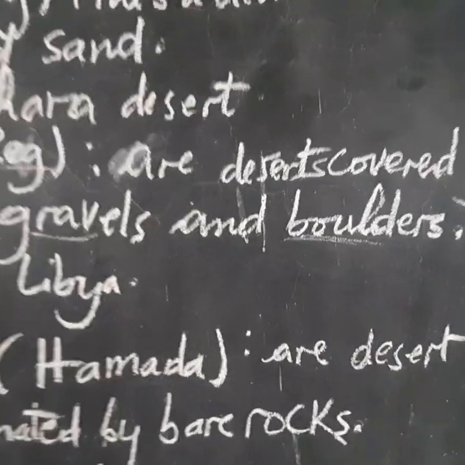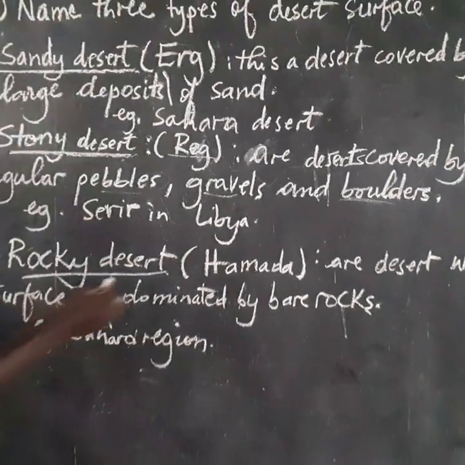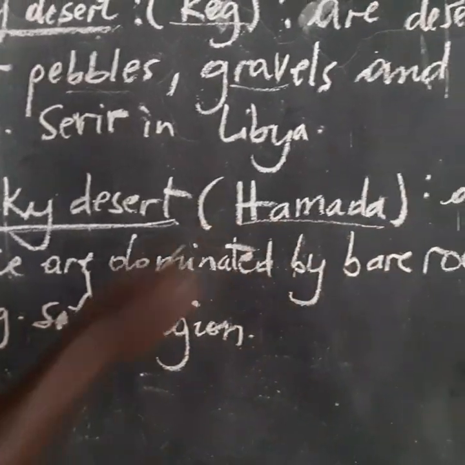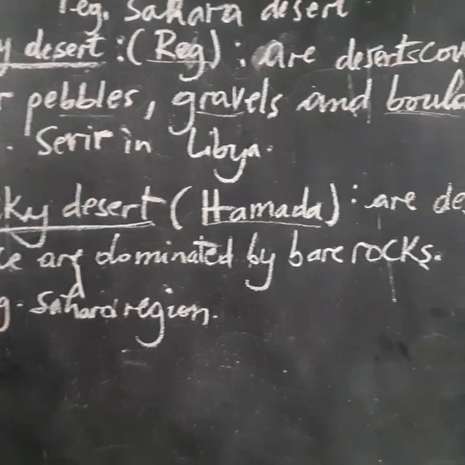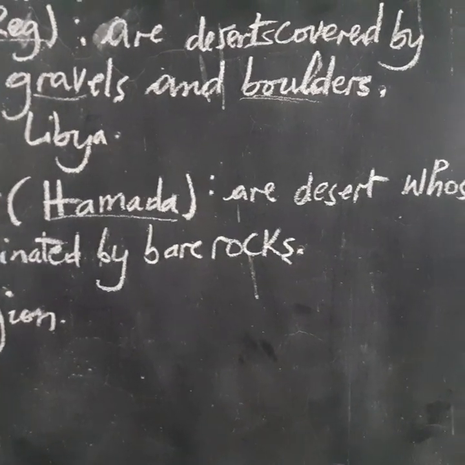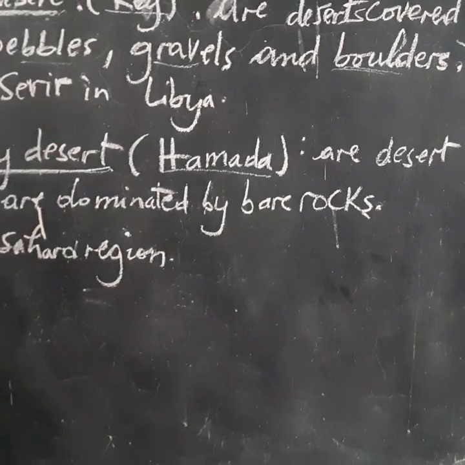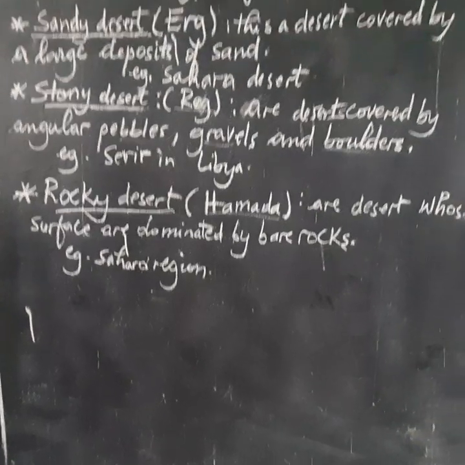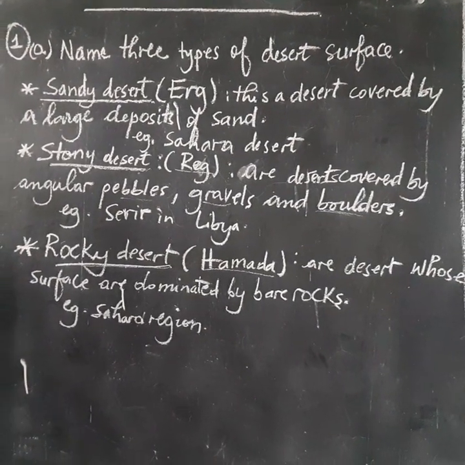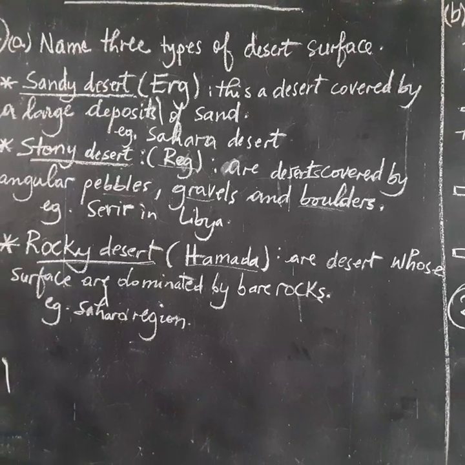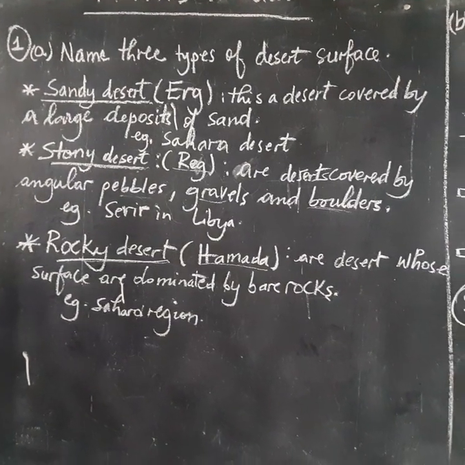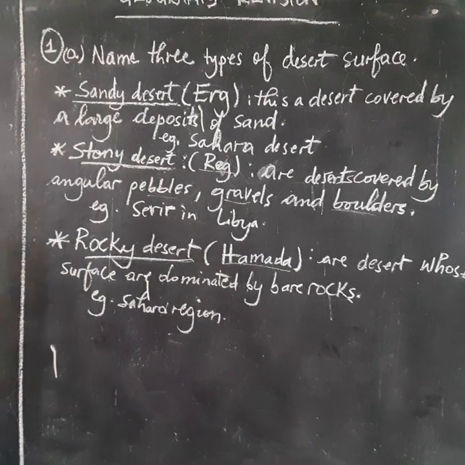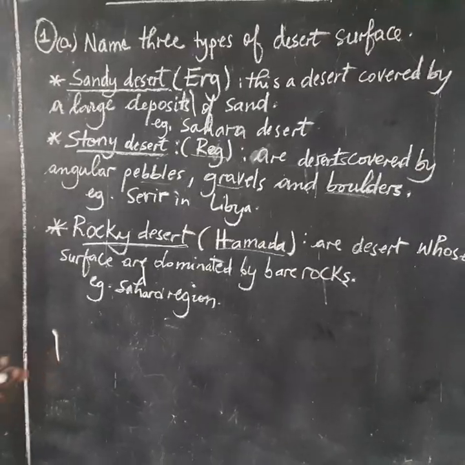Then number 3, rocky desert. This rocky desert is also called Hamada. When you talk of rocky desert or Hamada, those are deserts whose surface is dominated by bare rock. So meaning that the desert surface is covered by bare rocks. So we have some regions of Sahara Desert where we have the surface which is covered by rock, which is bare. So this was question 1, sub-question A.